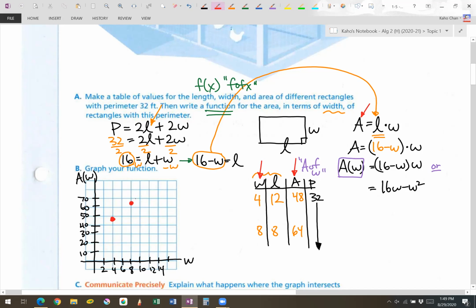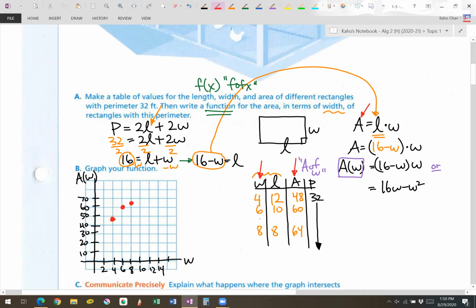Now, I don't know about you. Right now, it looks like if I were to connect those dots, it would look like a line. Let's go ahead and plot some other possible pairs. Let's pick maybe 6 and 10. 6 times 10 is 60. Let's plot that one. Interesting. It's no longer on a line.